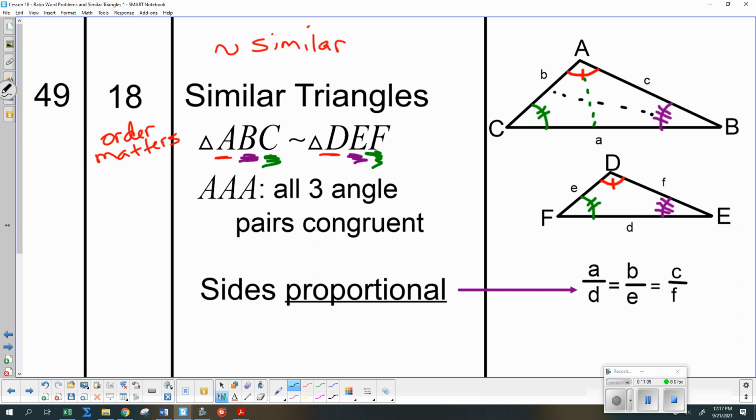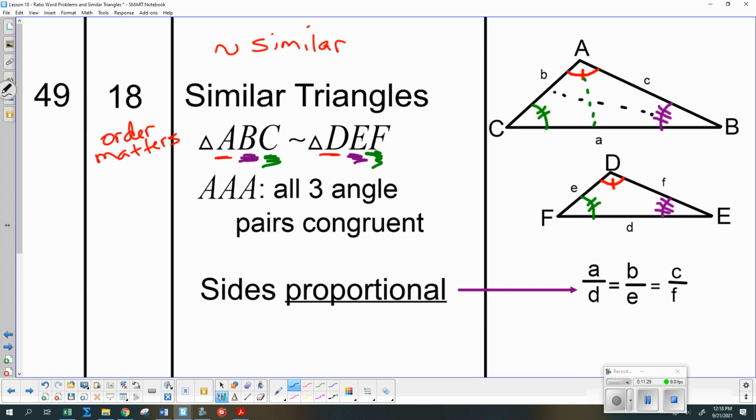So all 3 pairs are congruent, so we've gotten that in there already. That means if all 3 sets of angles are congruent, then the triangles are similar. And then what we use to solve a lot of the problems is we write down the proportions. So I can either do top triangle over bottom triangle or bottom over top. I'm going to do top over bottom when I write these down.